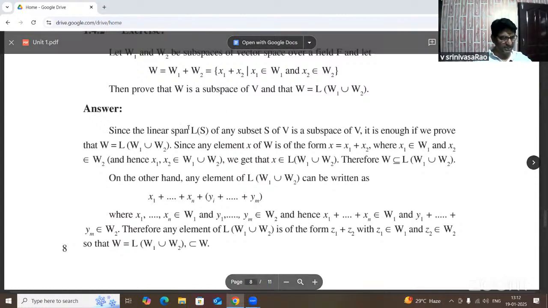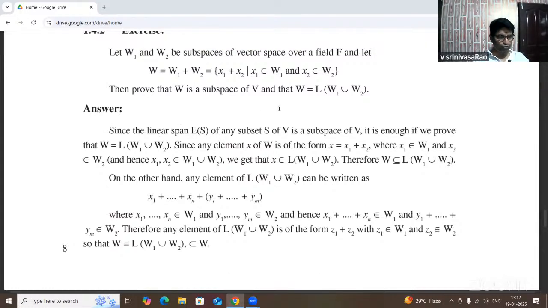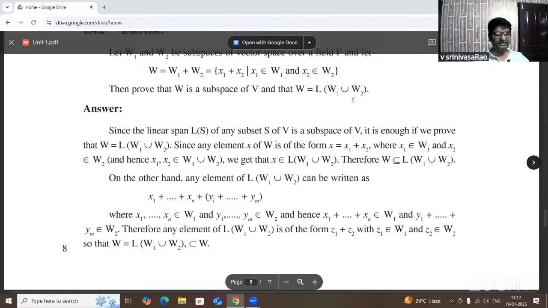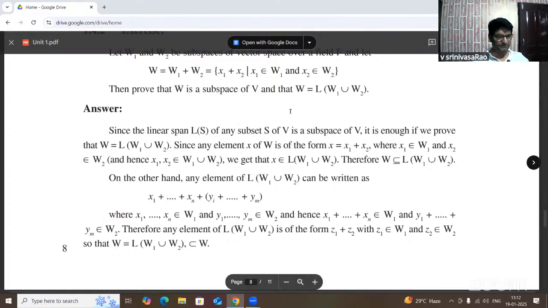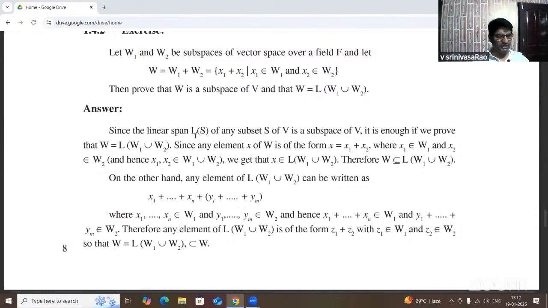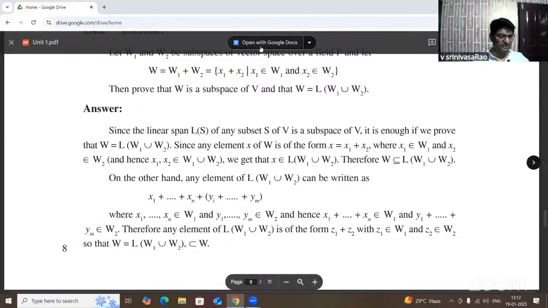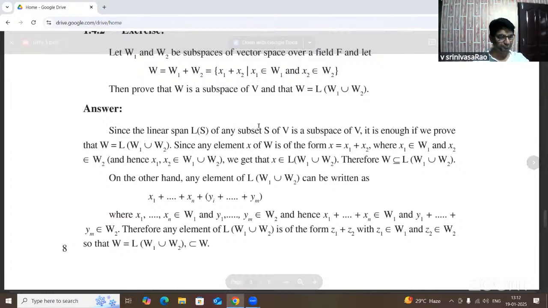Now this is also a simple proof, through understanding the above definitions, linear span and union of the subspaces. First of all, you must write the linear span L(S), and at the same time the sum of the subspaces W1 plus W2 is equivalent to the set of X1 plus X2 such that X1 belongs to W1 and X2 belongs to W2.